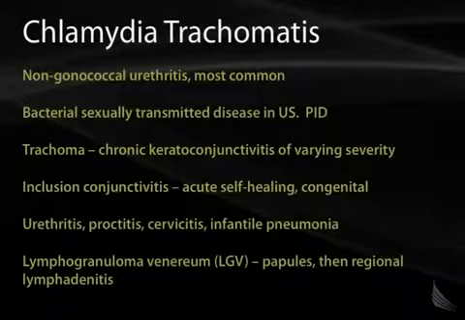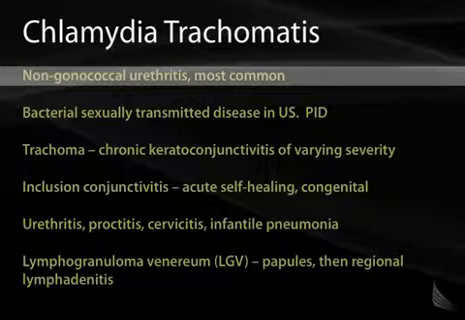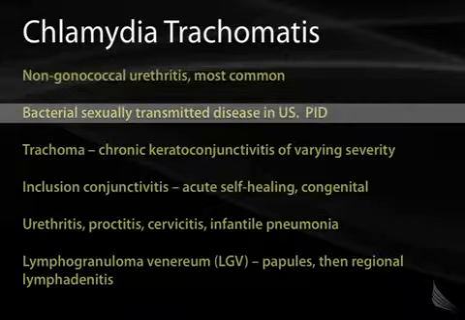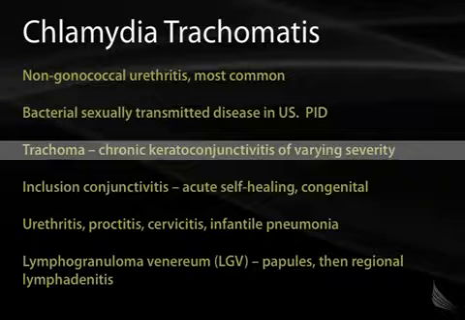Chlamydia trachomatis comes in many different serotypes and is the causative agent of a lot of human disease. For example, it's the most common cause of non-gonococcal urethritis for serogroups D through K. It's also a common cause of pelvic inflammatory disease, which is a bacterial, sexually transmitted disease in the United States. It'll cause trachoma, which is a chronic keratoconjunctivitis of varying severity, which can cause blindness, usually in Africa and sub-Saharan Africa. Serogroups A, B, and C for trachoma.